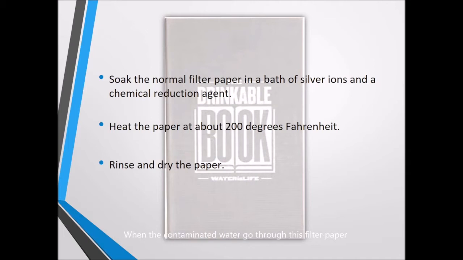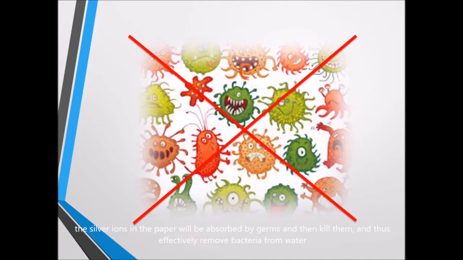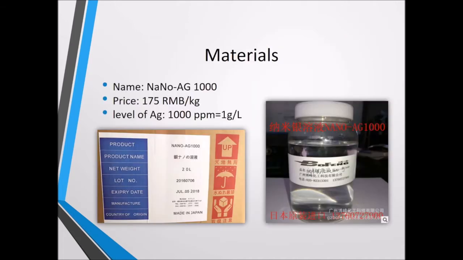When the contaminated water goes through the filter paper, the silver ions in the paper will be absorbed by germs and then kill them, and thus effectively remove the bacteria from water. As for the materials, silver nanoparticle solution called Nano AG1000, which is sold for 175 RMB per kilogram on Alibaba, is chosen since it is suitable for medical use, which means it does no harm to human health. And the level of silver of the solution is 1 gram per liter.